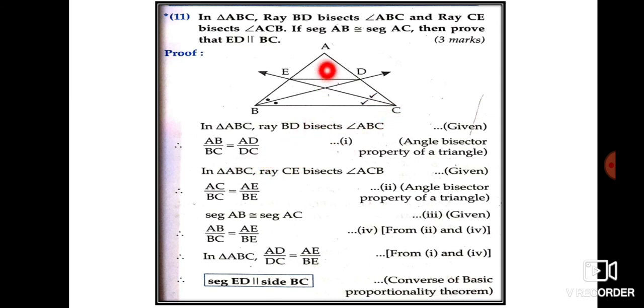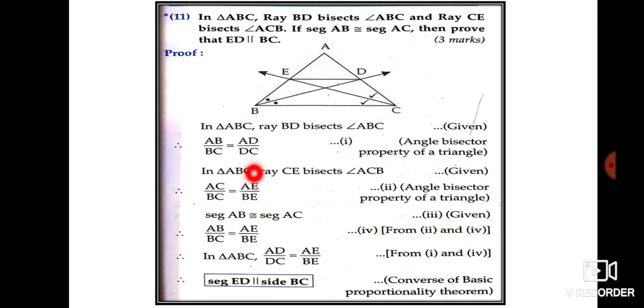Now we go to the other side. In triangle ABC, we take now EC to be the bisector. So we say AC upon CB is equal to AE upon EB. Okay. Can you guess? We have these two over here. But now they are saying that AB is equal to AC.